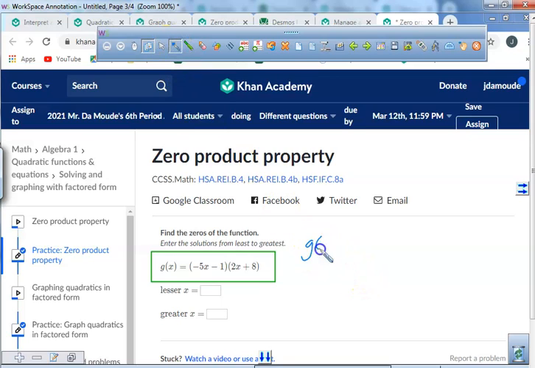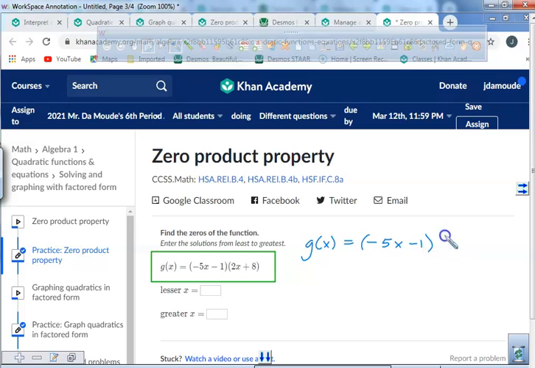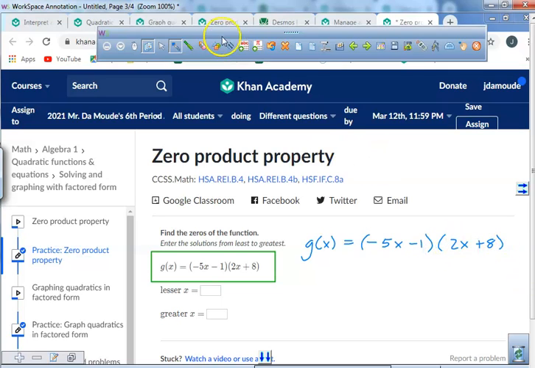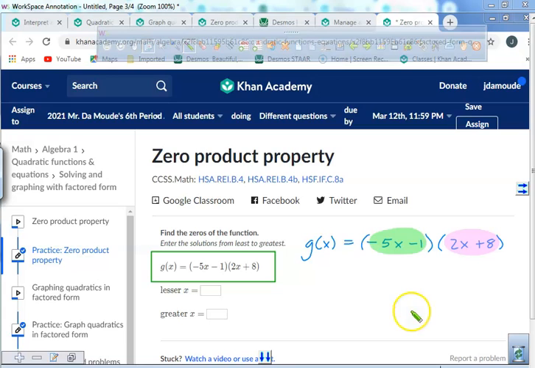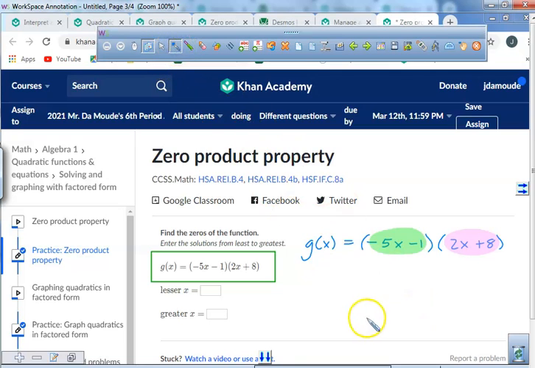Here we go. We have g of x equals negative 5x minus 1, 2x plus 8, just like that. Now we're going to highlight this one in green. All right, and we're going to highlight this one in kind of a lavender color. All right, so go and write those down. All right, so this one we're going to do a little shortcut. Okay, so here's the shortcut that I want you guys to have.